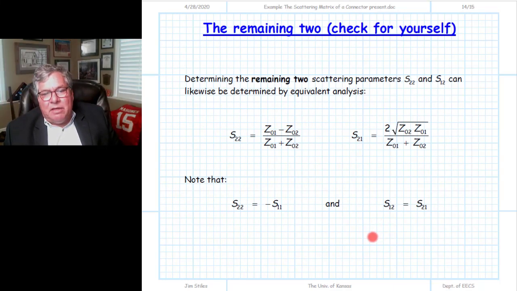Now we need to determine the other column of our scattering matrix. We need to determine S22 and S12. Can we simply take the answers that we had for the first column? Is there any symmetry in this structure? It turns out there is no bilateral symmetry that we can apply.